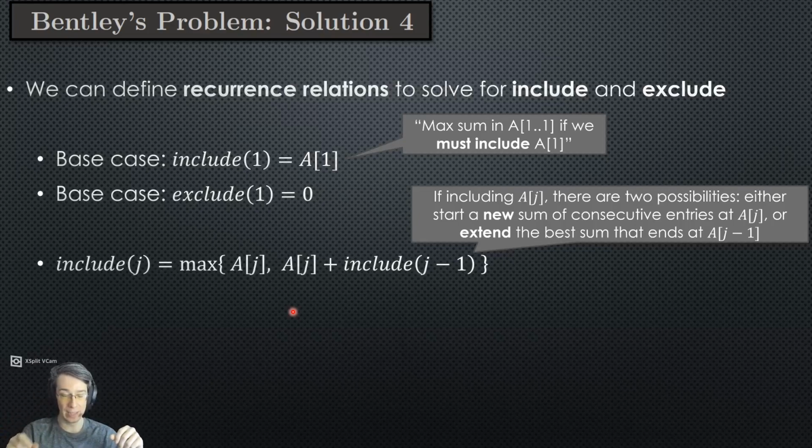Okay, so either it's going to be a of j, or it's going to be a of j plus include of j minus 1. Include of j minus 1 is the best we can do using the elements a of 1 to j minus 1 if we have to include a of j minus 1. And so this is going to be a sum that includes a of j minus 1. We're going to add a of j to it. So that's still going to be consecutive elements included in the sum. Those are the two possibilities for include of j.